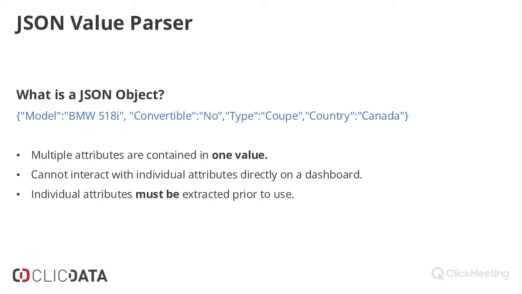As you can see, a JSON object is in a single cell value, and you will notice there are multiple attributes enclosed within squiggly brackets, as you can see here in my example. In my example, I have the model of the car, whether it was a convertible or not, the type of the car, and the country. The problem with this is that because there are multiple attributes enclosed in a single cell value, I cannot interact with each individual attribute on a dashboard. So what we need to do is extract these elements individually into their own dedicated columns.